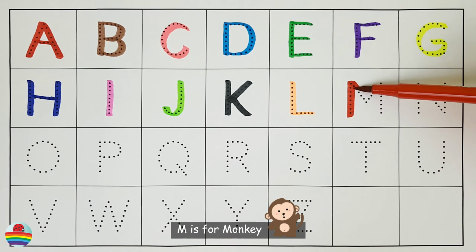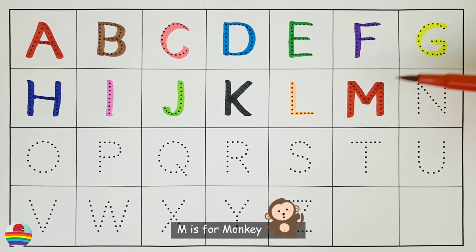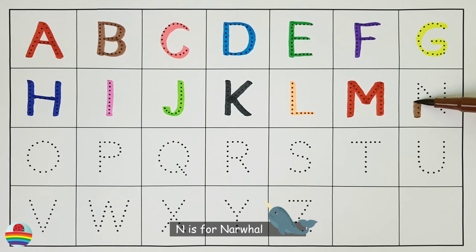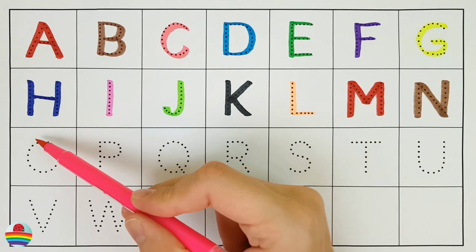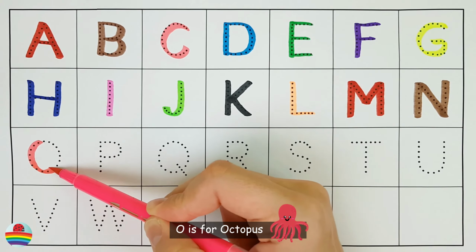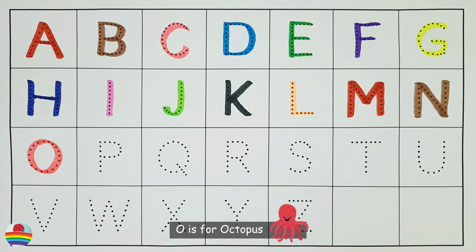M. M is for monkey. N. N is for narwhal. O. O is for octopus.